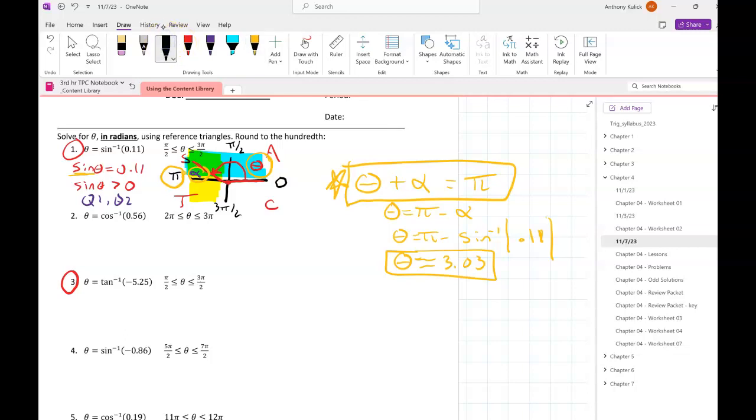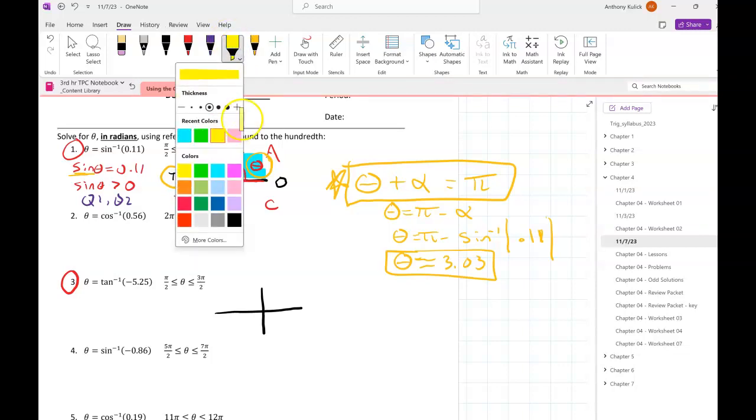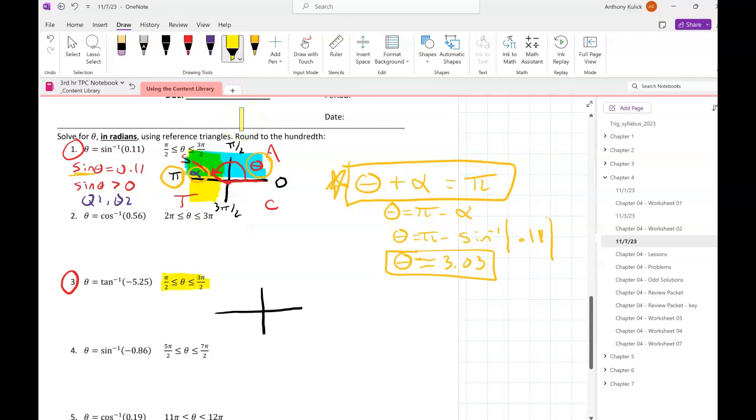All right, let's do number 3. So, again, we're going to start by figuring out what quadrants the interval covers.